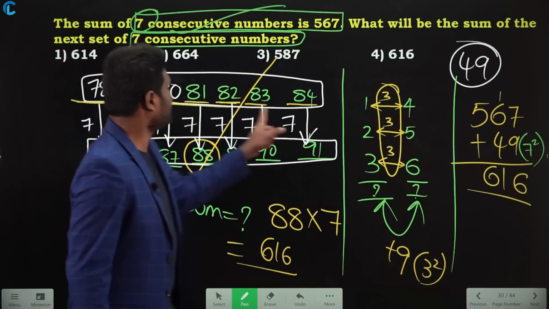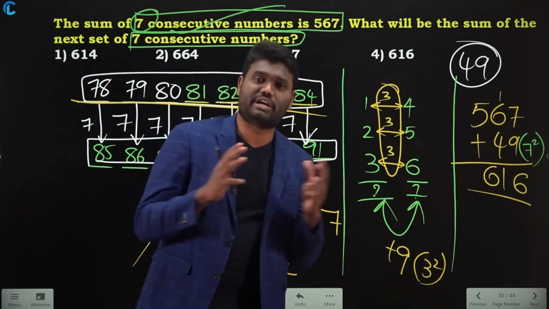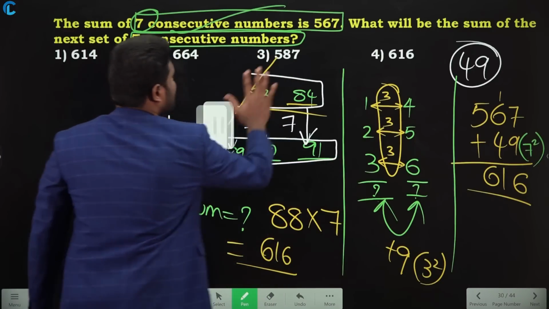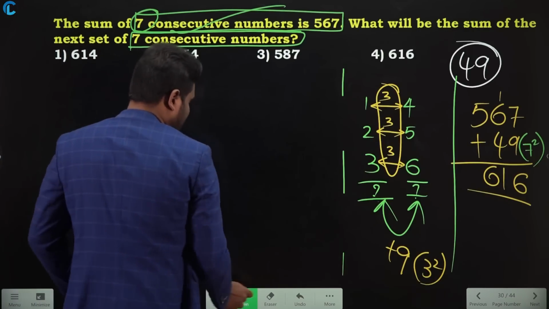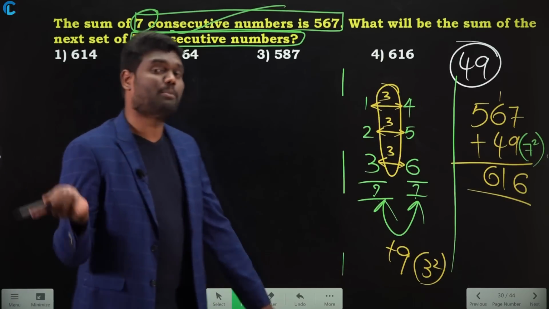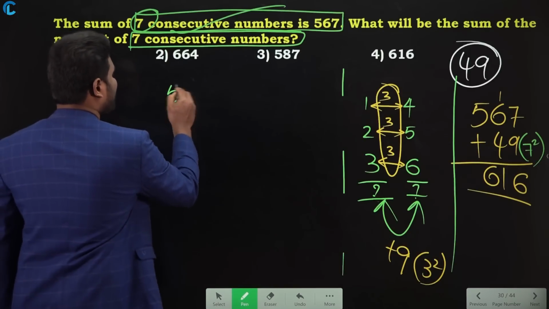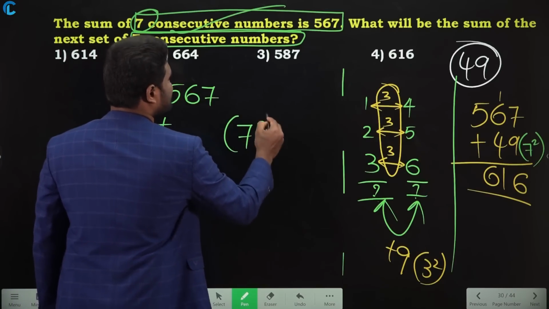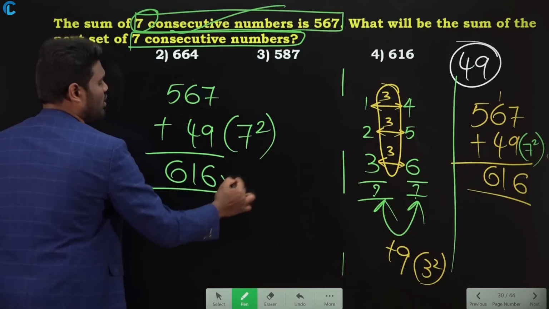If I take 7 numbers, it is going to be 7 square. If I take 5 numbers, it is 5 square. If I take 6 numbers, it is 6 square. Pretty easy. So that is the reason you do not need to do all this calculation. Whenever the sum of 7 consecutive numbers is given and they ask you to find the sum of the next immediate 7 consecutive numbers, you simply take 567 plus 7 square. 7 square is 49, and when you add this, it is going to be 616. This will be the answer.